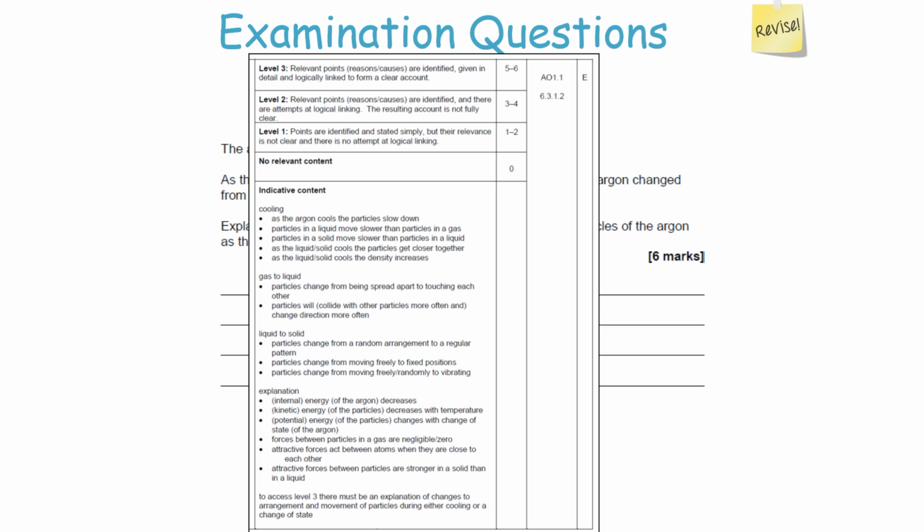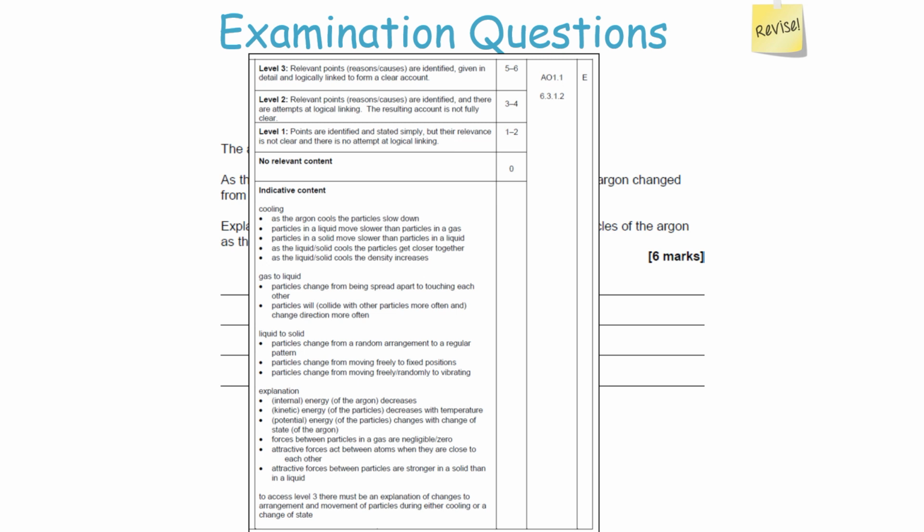Now you've then got to explain why that takes place. When the temperature decreases, energy is being taken out of the substance, so we can therefore say the internal energy of the object decreases. So the kinetic energy of the internal energy goes down with temperature, and the potential energy changes with the change of state. Therefore the forces between the particles will increase when it goes from a gas to a liquid to a solid, because they're now closer together.